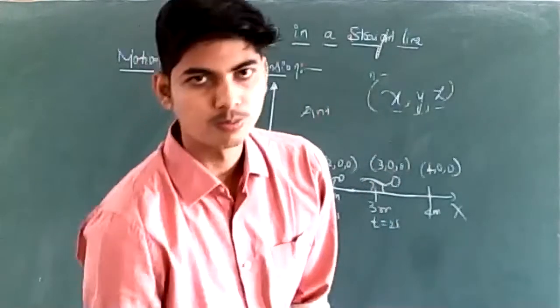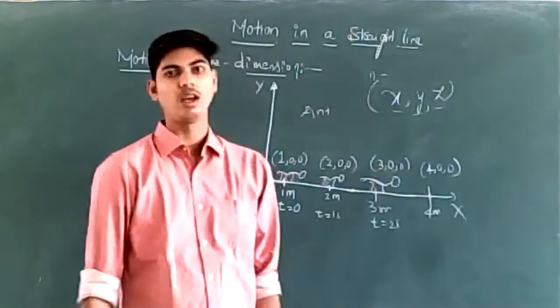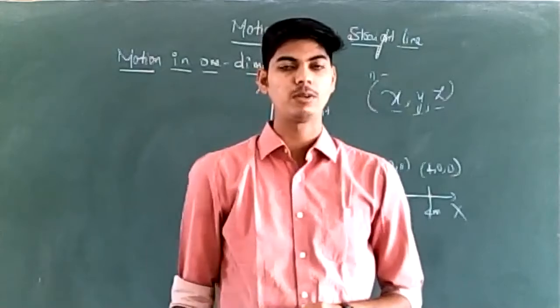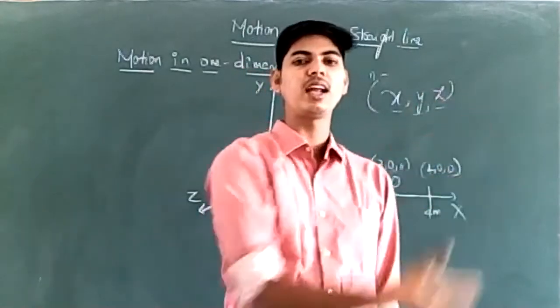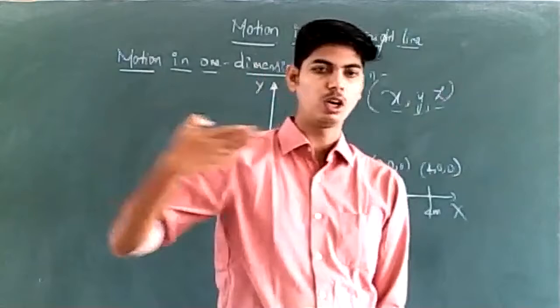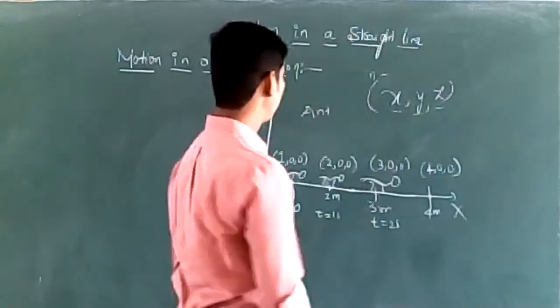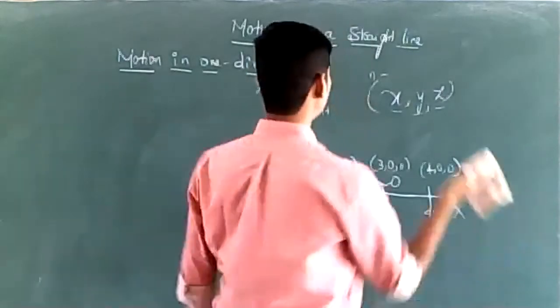How can we give examples? An ant walking along a straight line is an example for motion in one dimension. A train moving along a straight track is an example for one dimensional motion.